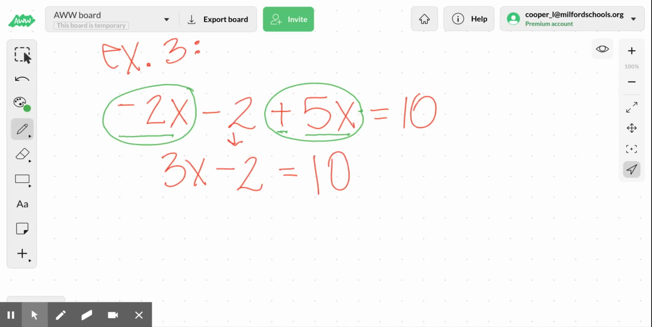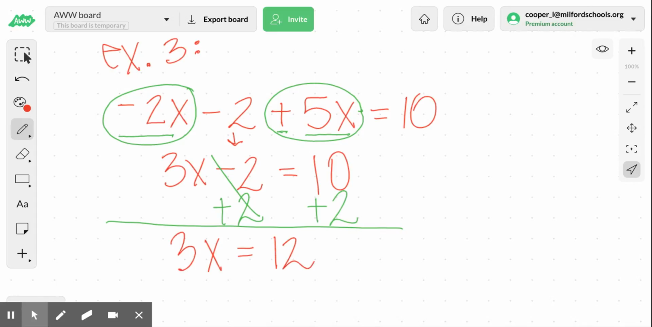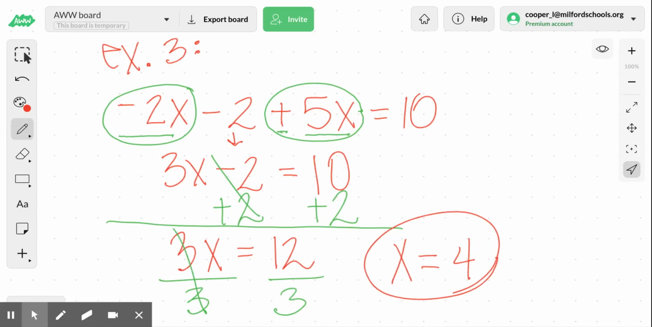And then we just go about our two-step equations. Add 2. I have 3x equals 12. Do our final, which is divide by 3. And x equals 12 divided by 3, which is 4. So those are a little different because the x's are spread out. Just wanted to make sure you guys had that information with you.